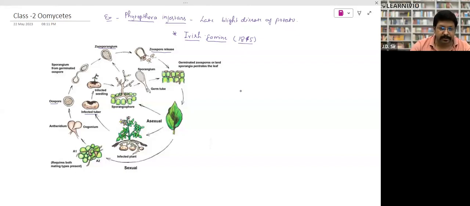Now come to the general characteristics. You have to remember the name of this fungus, right? What are the general characteristics of oomycetes? The mycelium is cenocytic. I have already told you, cenocytic means aseptate and multinucleate. Aseptate and multinucleate.